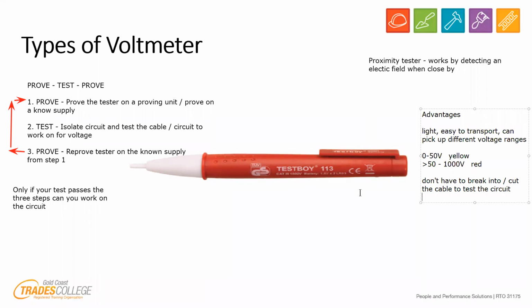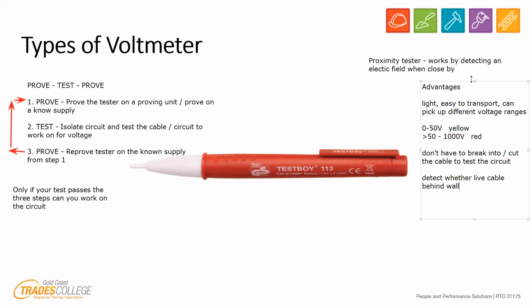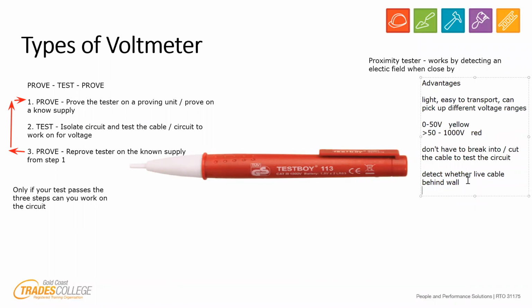Obviously, they can be used to detect whether you've got live cables behind a wall, a plasterboard wall or something like that as well, all right? I would say that they're far less reliable for that, but I know that the good sensitive ones can do that as well. Detect whether live cables are behind the wall. Okay, so there are your advantages there. Let me move that up to give me a bit of room for my disadvantages.